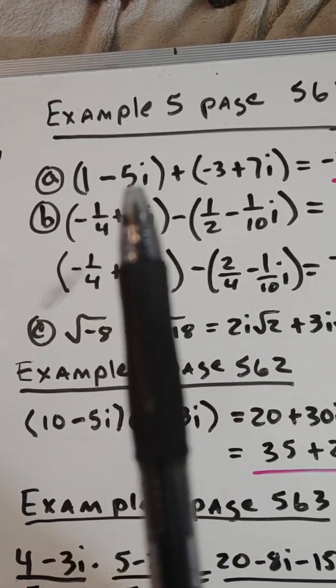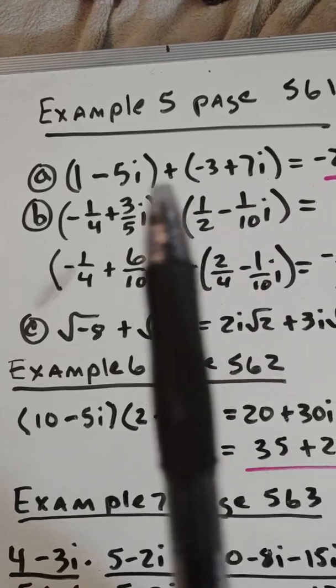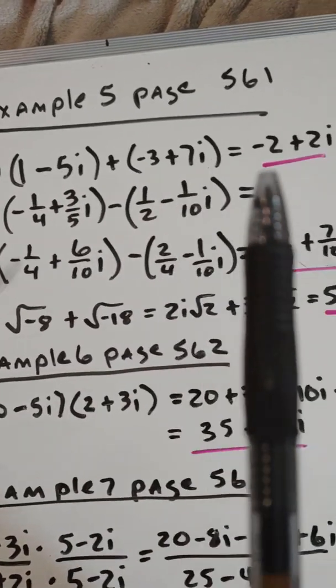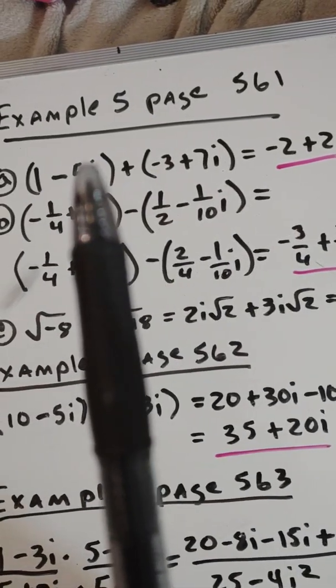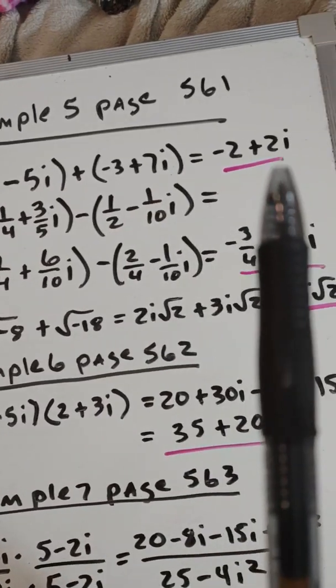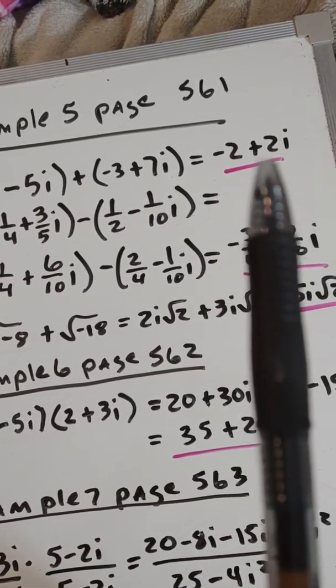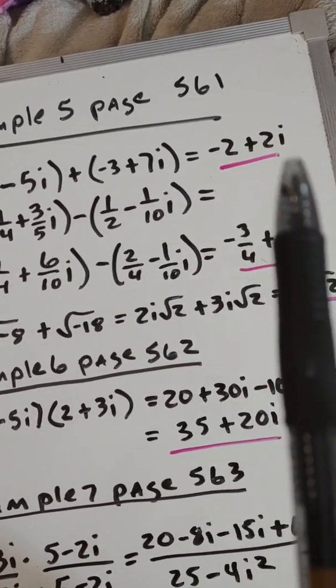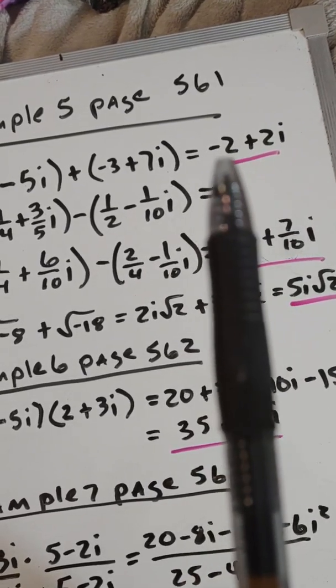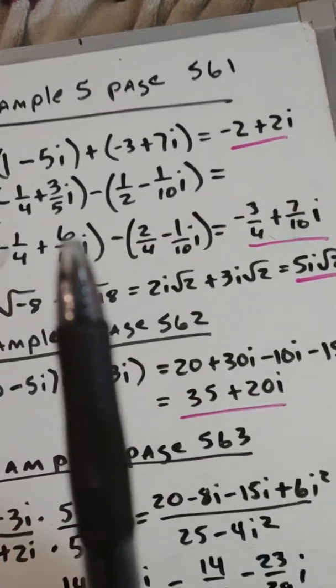So if I have 1 minus 5i plus negative 3 plus 7i, 1 minus 3 is negative 2. Negative 5i plus 7i is plus 2i. So it becomes negative 2 plus 2i. And this is in correct complex number form. Real number first, imaginary second.